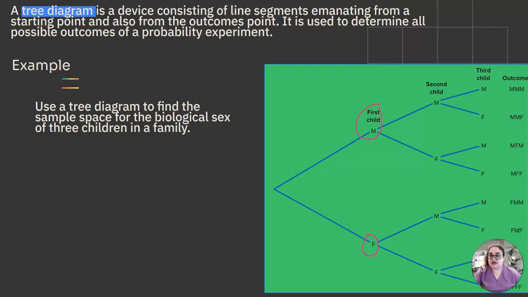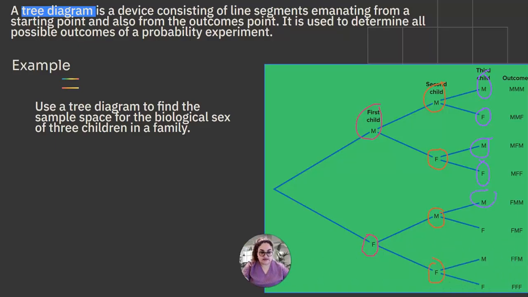But then that doesn't change your second child. Your second child, you still have 2 options, male or female. So let's say your first child was a boy, then your second child was a boy. That's what this information says. Then your third child could also be a boy, and that would give us MMM for male, male, male in that order. But let's say your third child was a girl, then you'd have the outcome male, male, female. Do you see where this information is coming from? So all of the possible second child outcomes are in this second column, and all of your possible third child outcomes are in this third column.